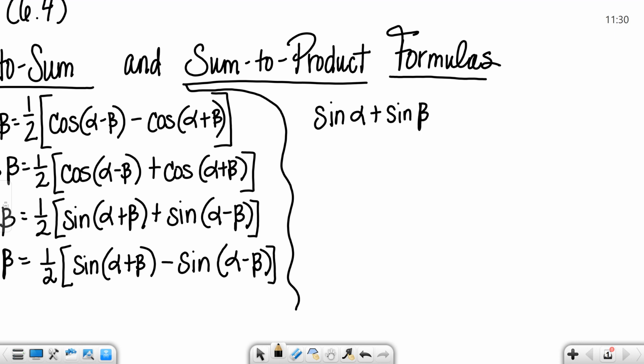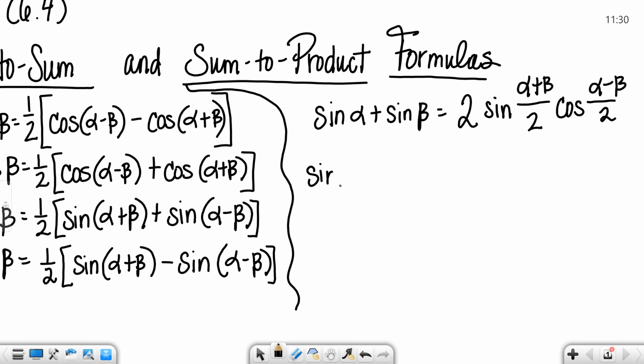So we've got a sum here. The sine of alpha plus the sine of beta is equal to 2 times the sine of alpha plus beta divided by 2 times the cosine of alpha minus beta divided by 2. A sum to a product. And then we've got lots of different things that we could add or subtract. Our next sum actually looks like a subtraction.